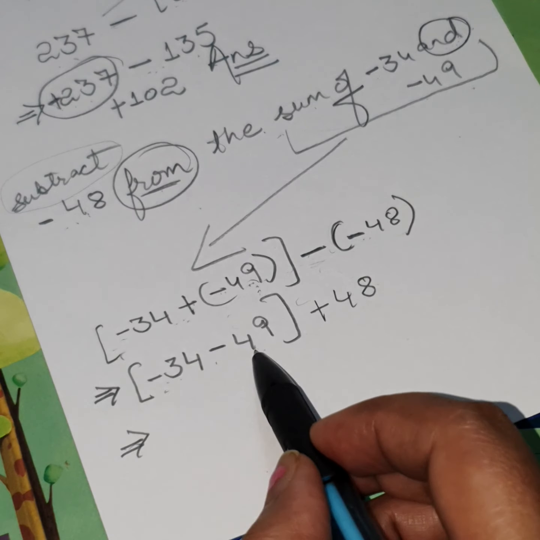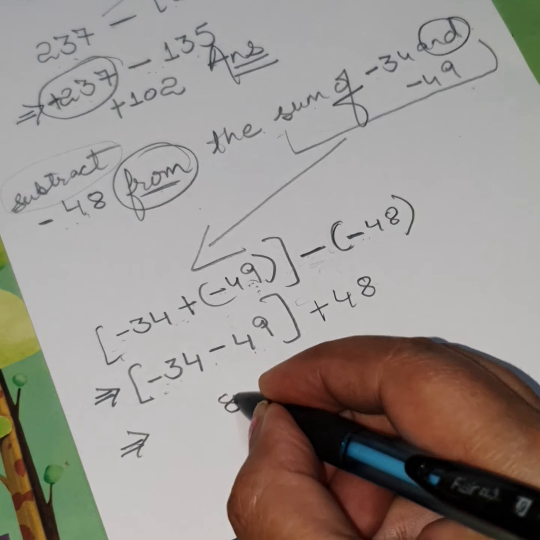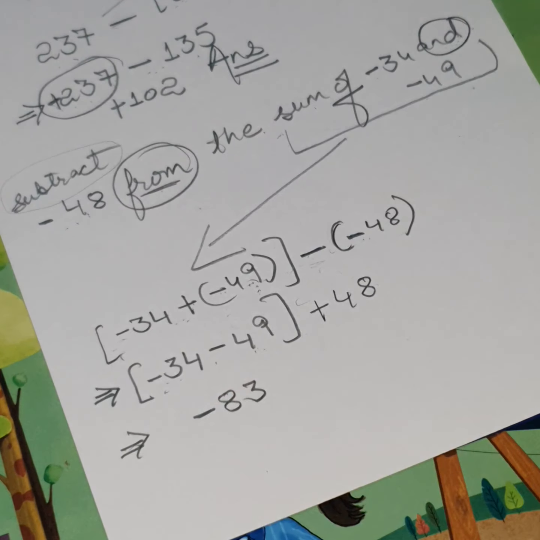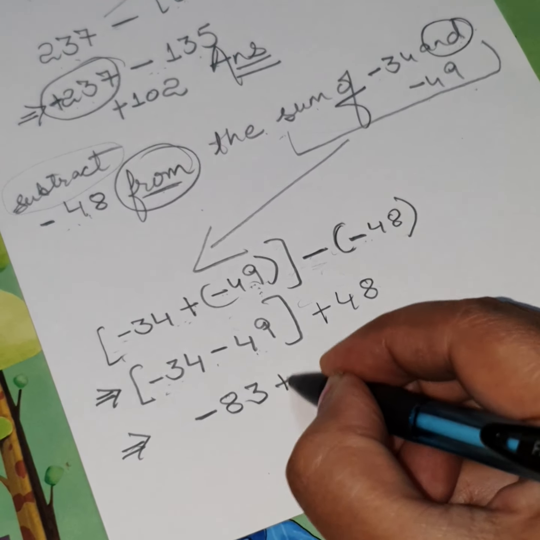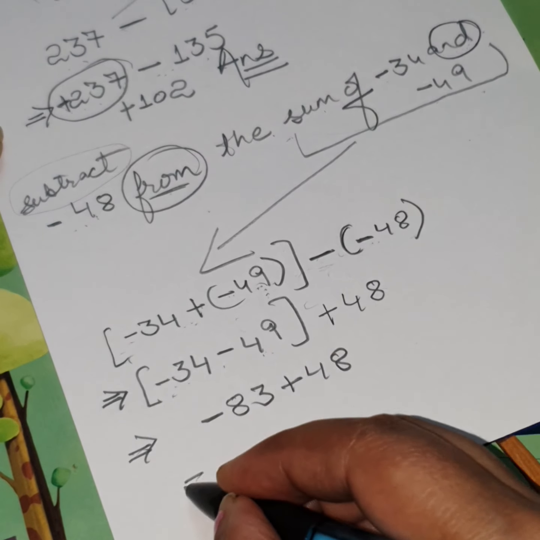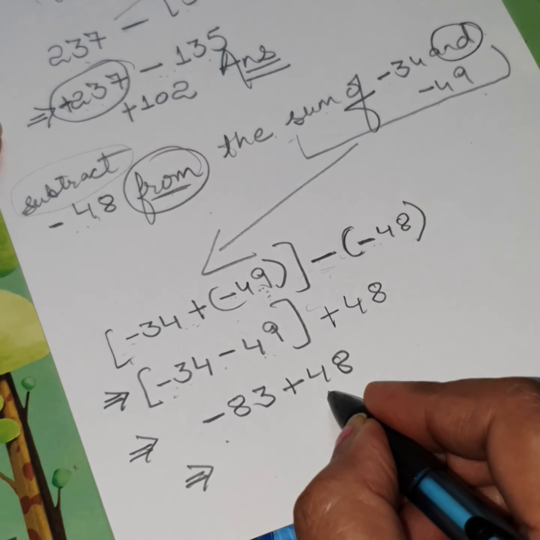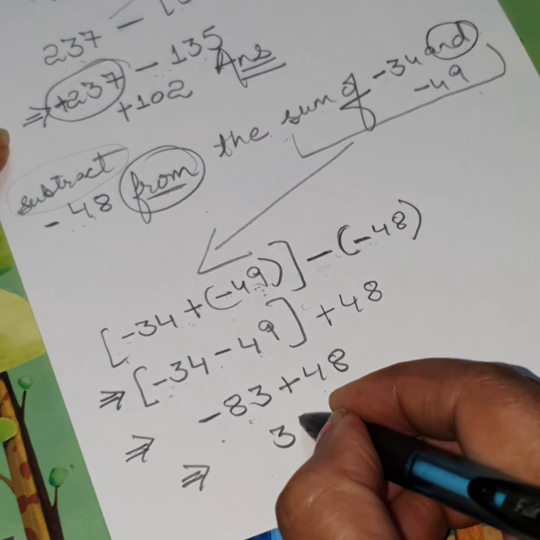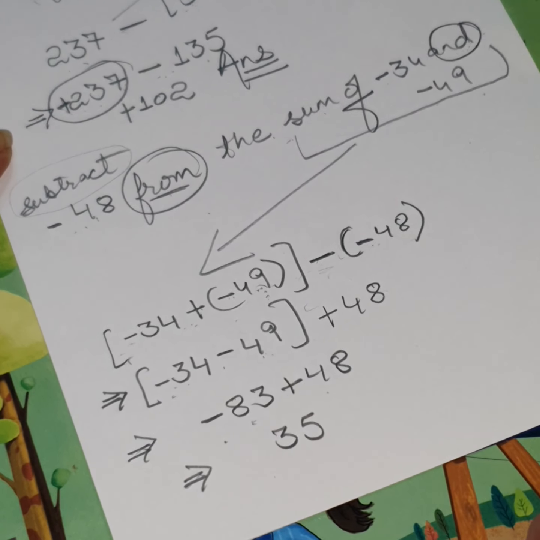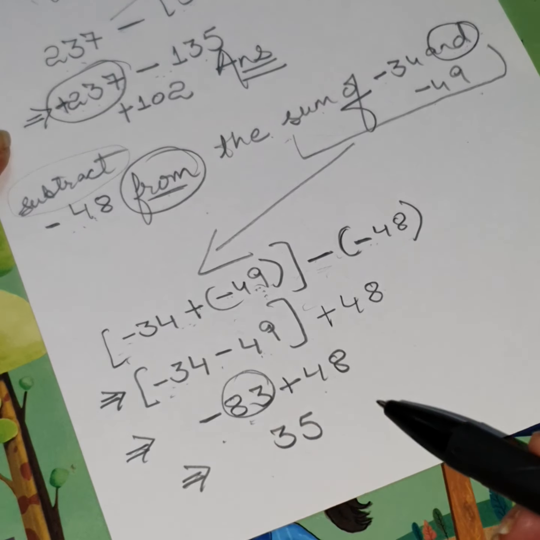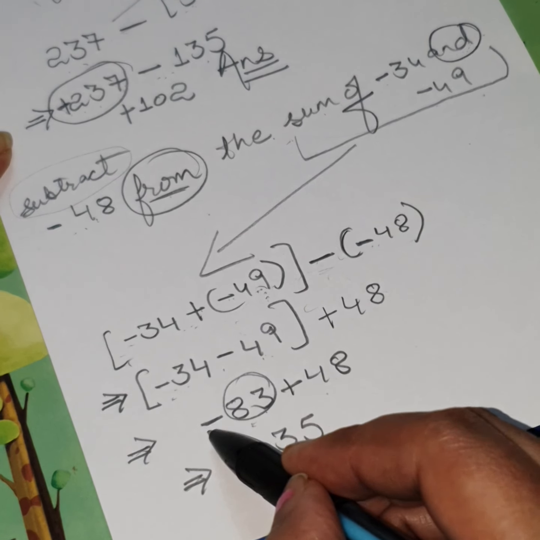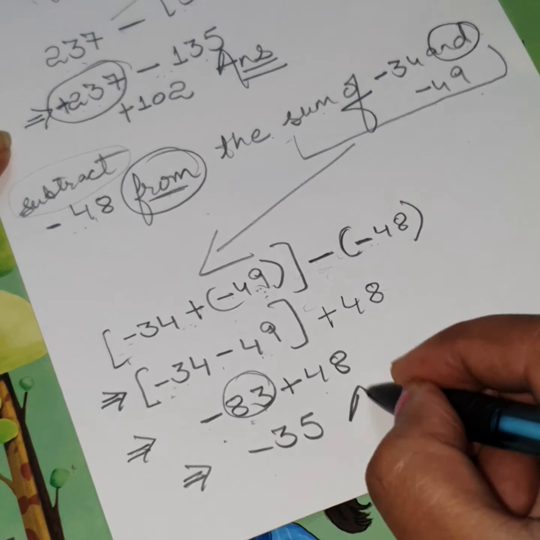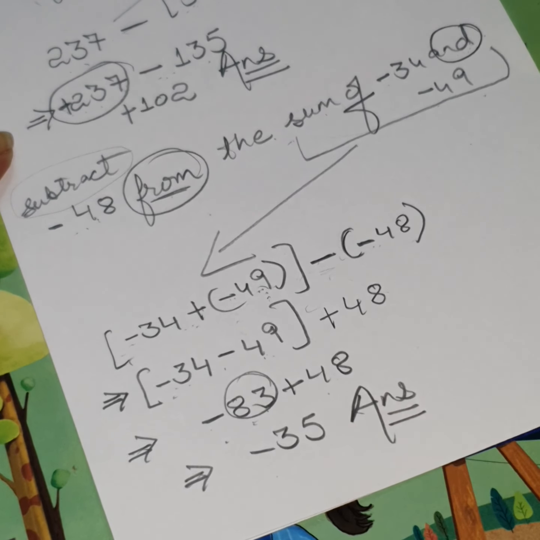So add 34 and 49, you will get 83. But the sign of minus will come, minus 83 plus 48. Then finally minus plus minus. Okay, so for 83 minus 48 will give you answer 35, but the sign of greater number will come. So the greater is 83, 83 के आगे sign है minus, so final answer आ जाएगा हमारा minus में. So this will be your answer.